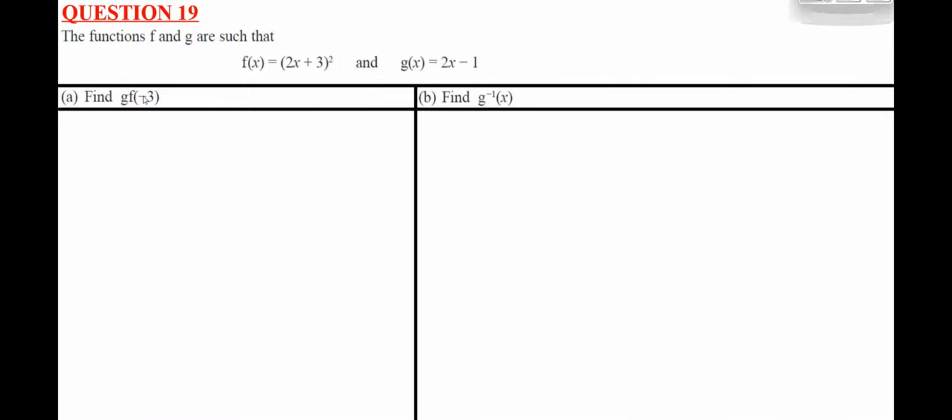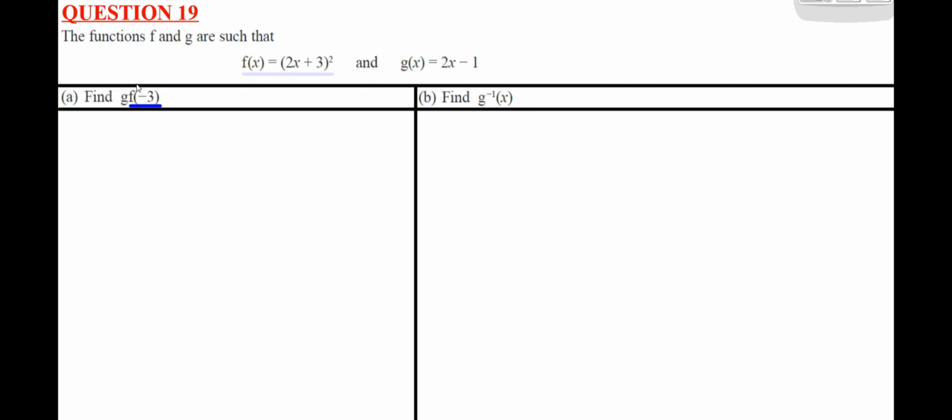Now that looks more confusing than what it actually is. It means we're going to do g of whatever the f of minus 3 is. So we work in the opposite direction. We work from the back to the front. So we need to work out what f of minus 3 is first, and then we apply g to that value. So I'm just going to focus in on what f of negative 3 is.